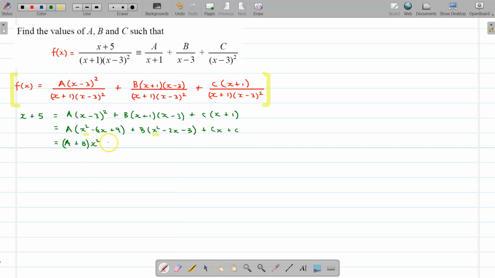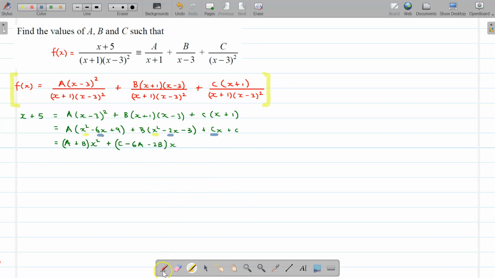Okay, now I can deal with the x terms. I've got minus 6a, minus 2b, and c. So if I put it like this, c minus 6a minus 2b, that's how many x's I've got. Put that in a bracket and put the x next to it. And what I've now done is taken care of these terms here: the minus 6, the minus 2, and the c.